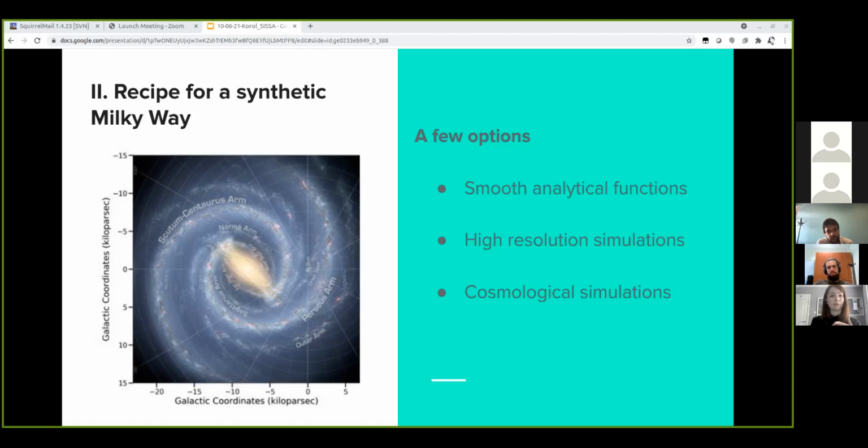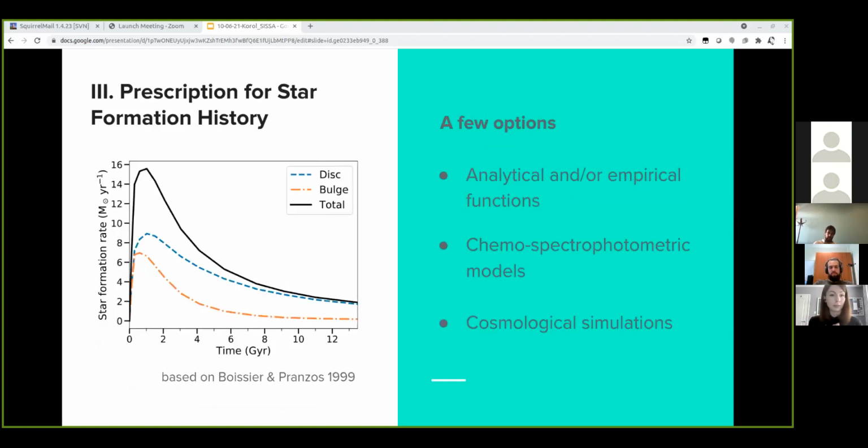Okay, so for constructing a synthetic Milky Way, we need a binary population synthesis model or binary evolution model of any kind. Then the recipe for the Milky Way itself, then the recipe for Milky Way star formation. This is because the star formation affects the distribution of orbital periods of the binaries at the present time. And again, depending on the study, one can choose from several options.